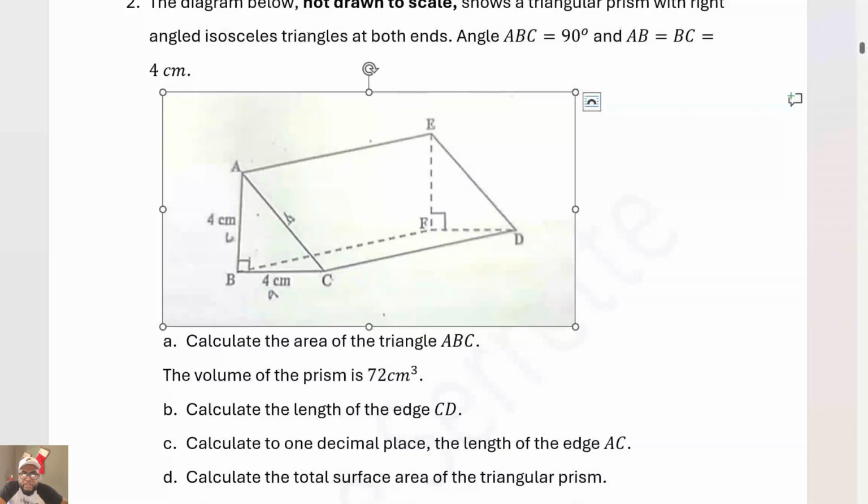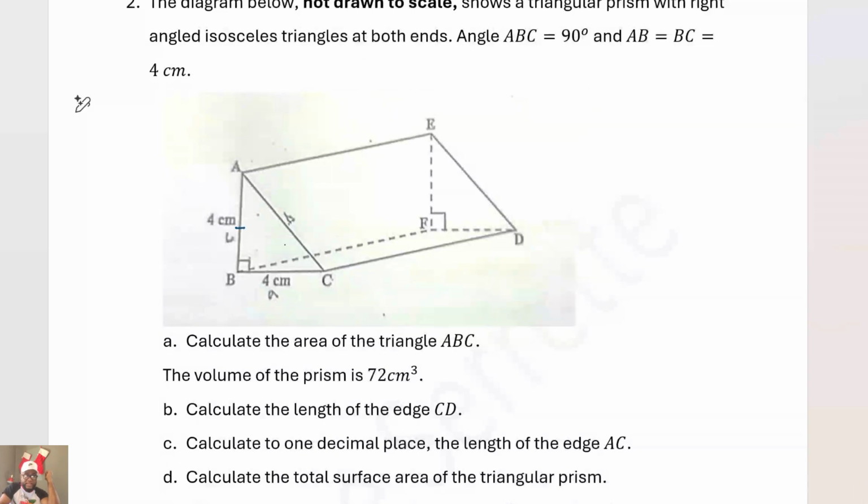The diagram below, not drawn to scale, shows a triangular prism with right angle isosceles triangles at both ends, right? You have right angle isosceles triangles on both ends. What does isosceles triangle mean? It means that this side is the same length as this side. Excellent. That's the same thing going on in the back here. This side will be the same as this side underneath here. Here will be 5 cm. Down here will be 5 cm also.